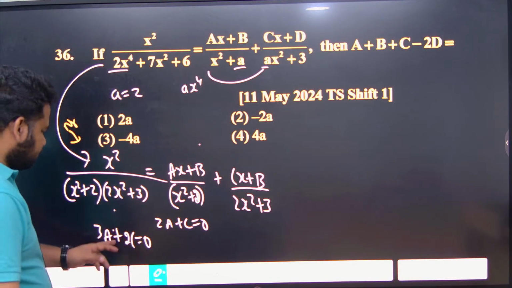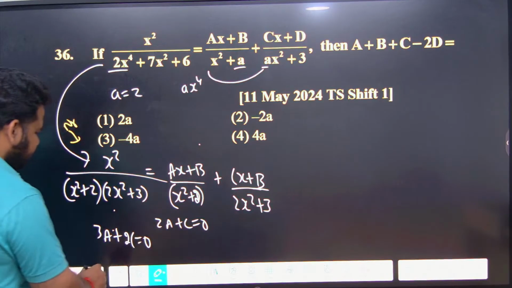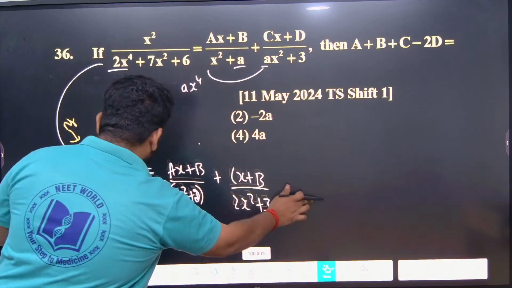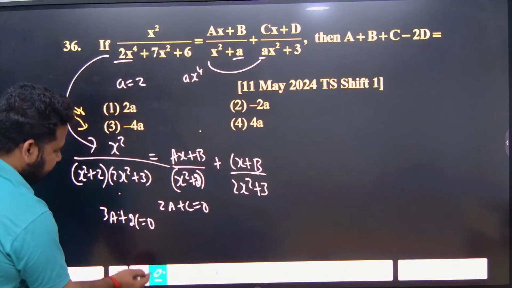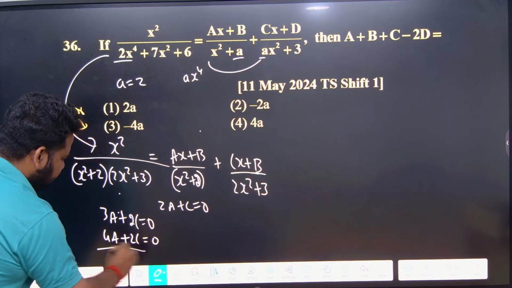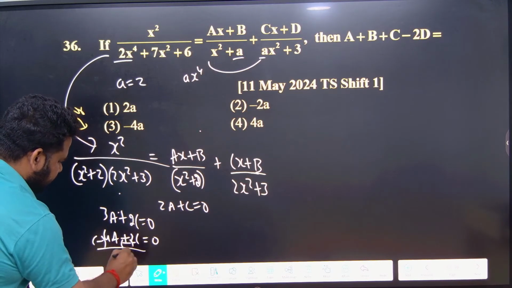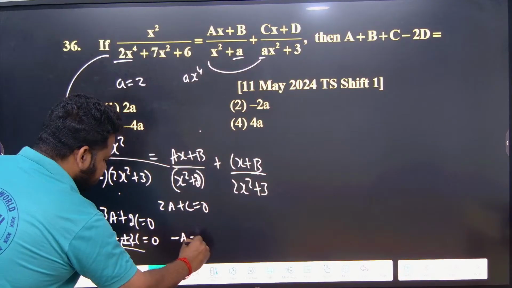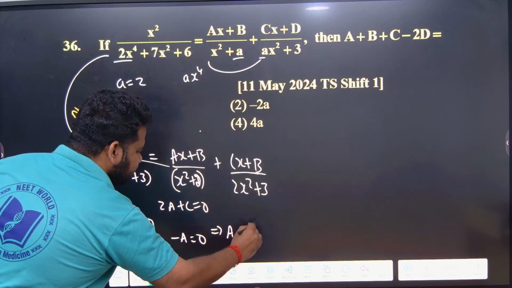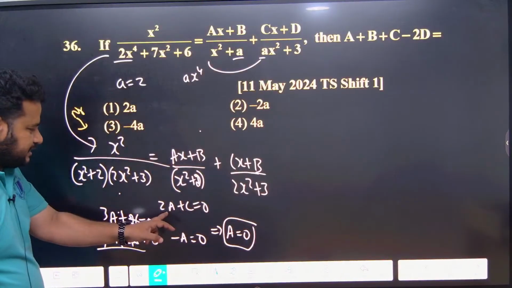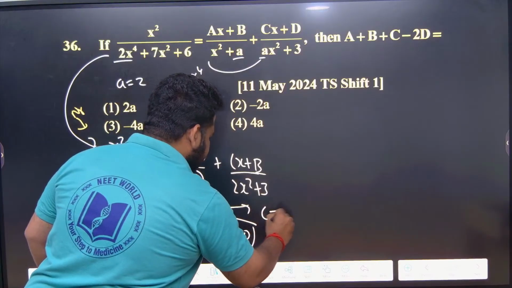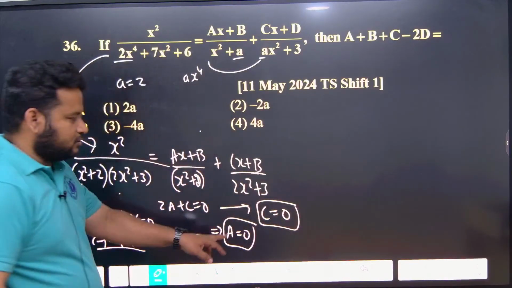So what I can do, this and this I can solve. This equation if I multiply by 2, I will have 4a plus 2c is equal to 0. On solving this, I will get minus a is equal to 0, this and this will cancel, this implies a is equal to 0. If I put a is equal to 0 here, c will be equal to 0. Okay, I got a is equal to 0, c is equal to 0.